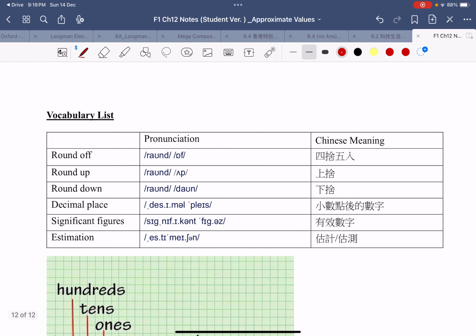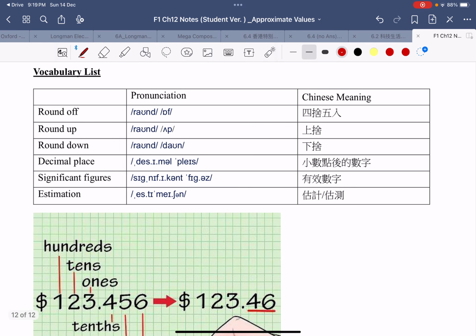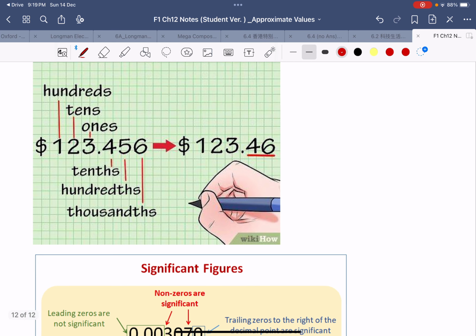Right, then you have some vocabulary list. Round off, round up, round down, decimal place, significant figure, and estimation.